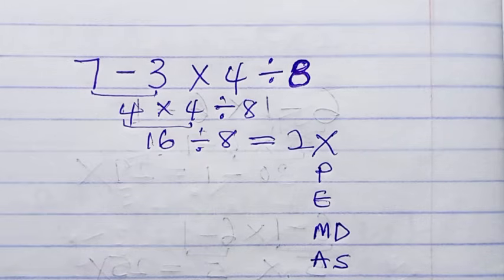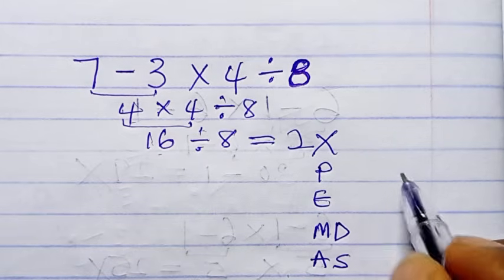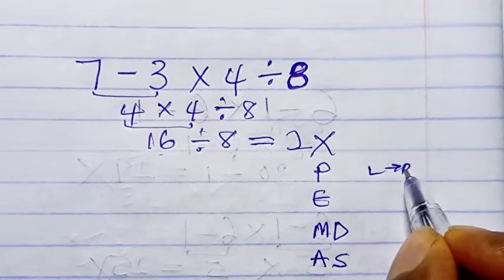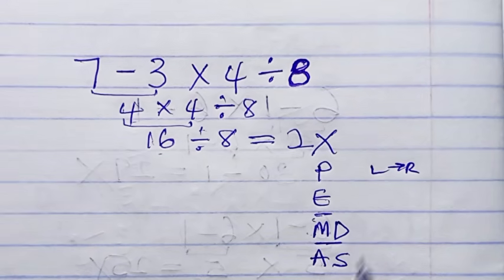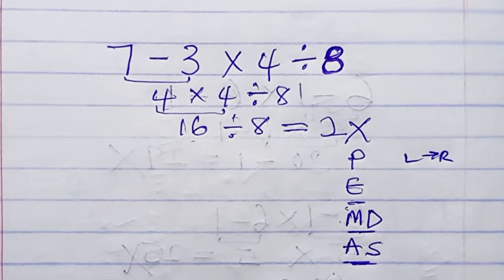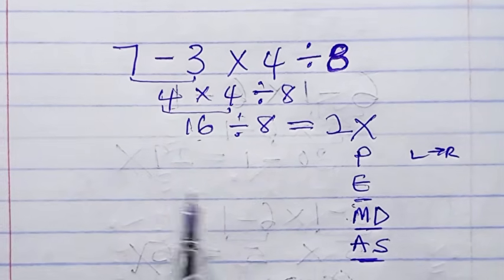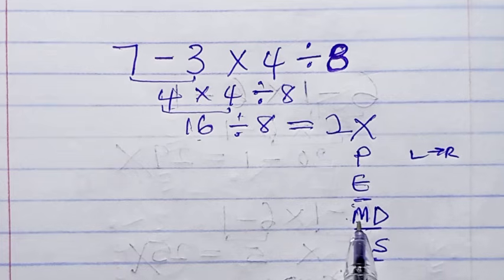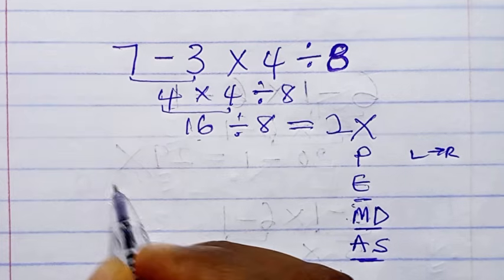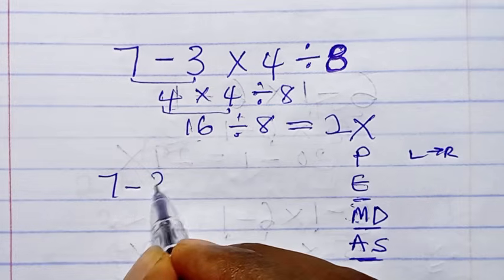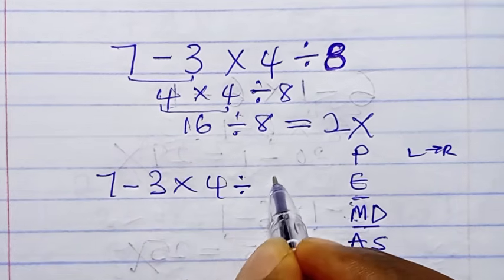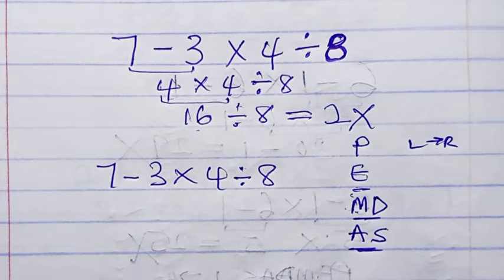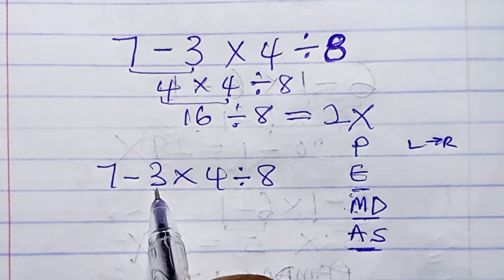PEMDAS. Alright, so we are solving using this rule from left to right. So these two have equal priority, multiplication and division, the same as addition and subtraction. So if we use this rule, this rule says we have to do multiplication first. So therefore, 7 minus 3 times 4 divided by what? 8. So we are doing this multiplication first.